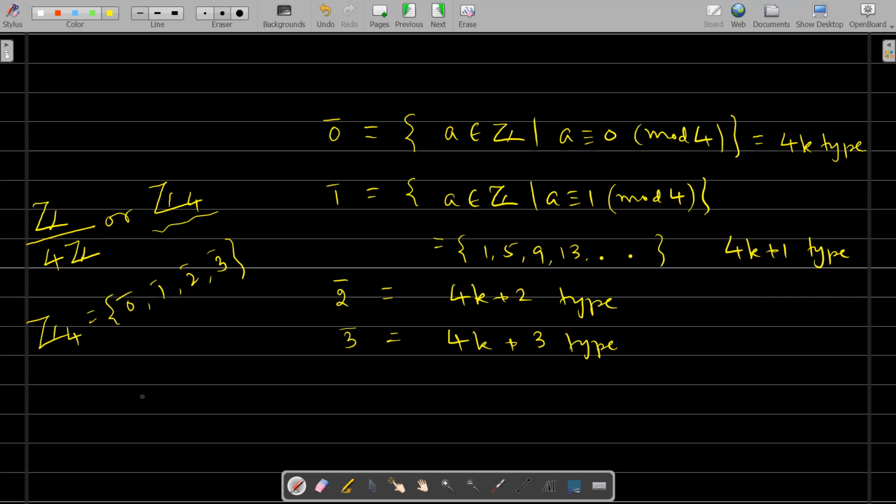And more generally, Zn will be the set of remainder classes modulo n. So what classes will I get? Class of 0, class of 1, class of 2, up to class of, what will be last? Class of n minus 1. Class of n will be same as class of 0. Everyone follows this?